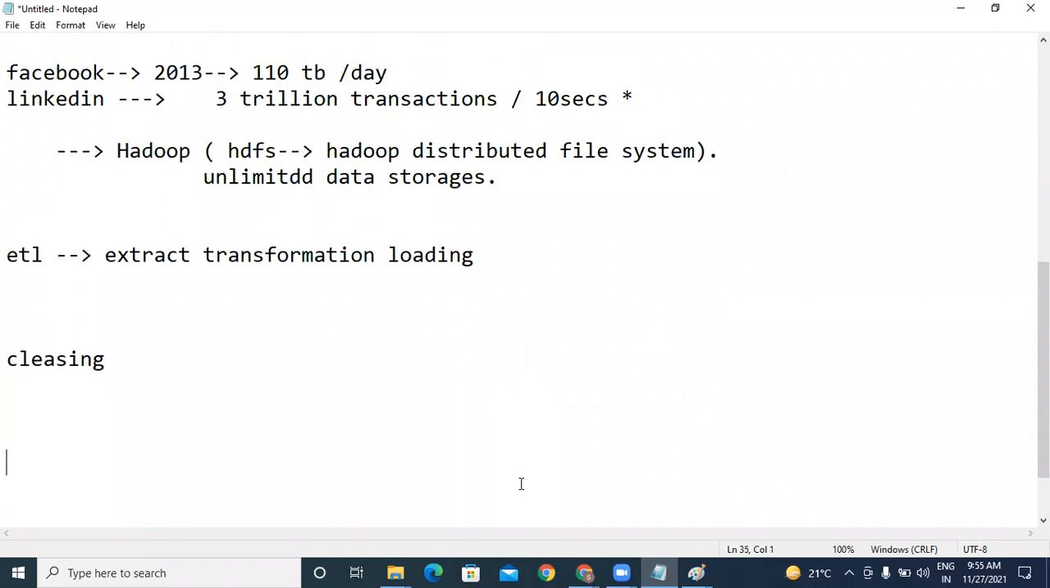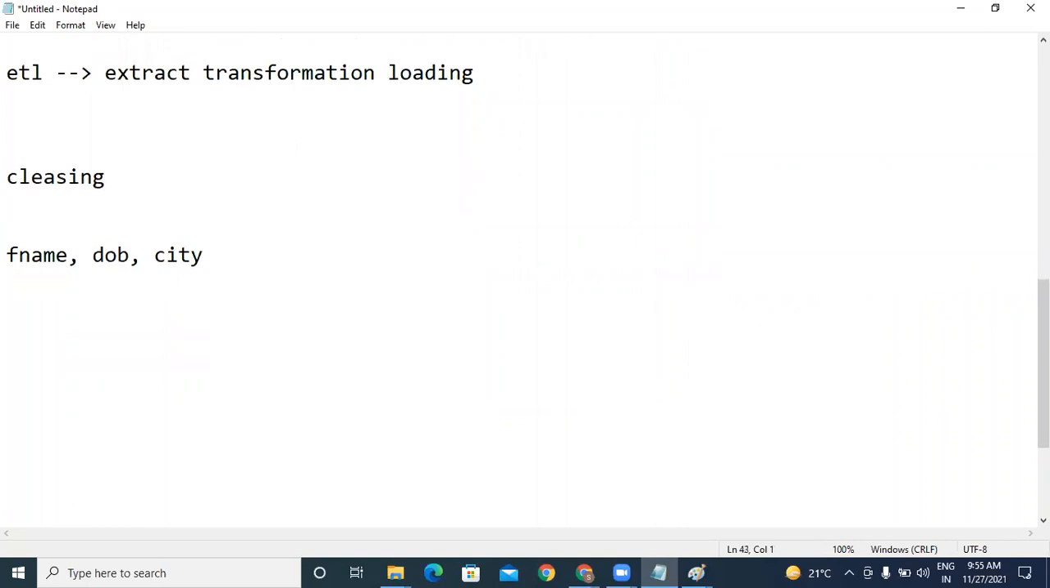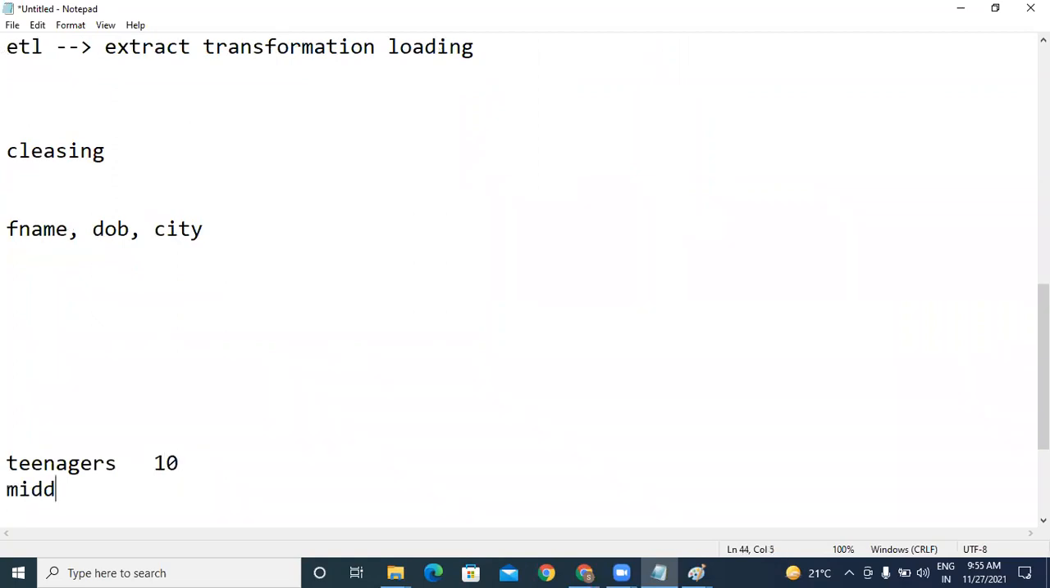A small example, in a particular application you are signing up, sir. You are entering your first name, your date of birth, and your region or city. Think that these details you are giving at the time of signing up. But at the end of the day, the application needs one analytics. How many children or how many teenagers signed up? How many middle-aged people signed up?